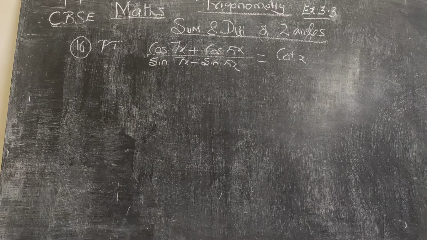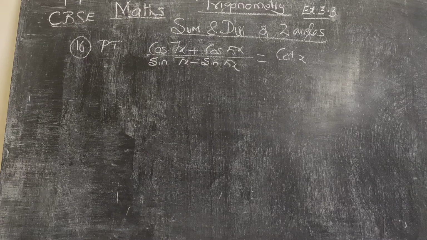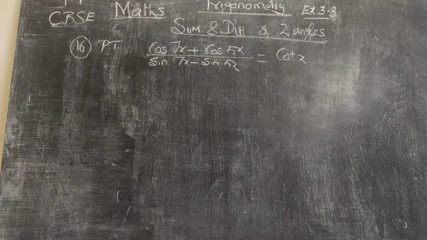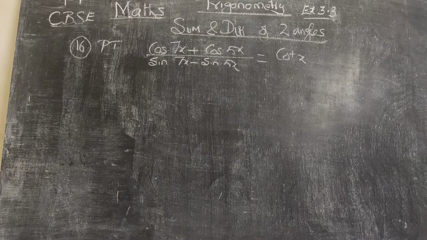Chapter 3 Trigonometry, Exercise 3.3, Sum and difference of two angles. Those who have watched the previous video, there I have given the various formulae, and also we have done examples 10 to 15.